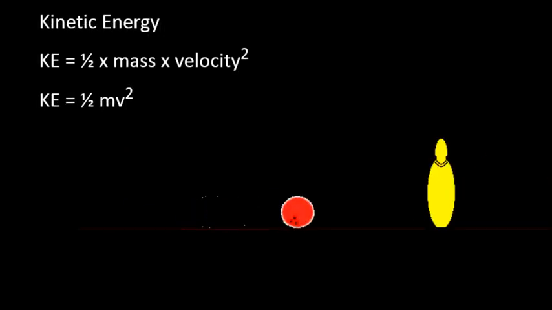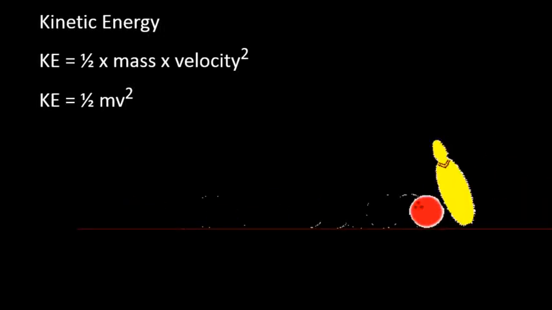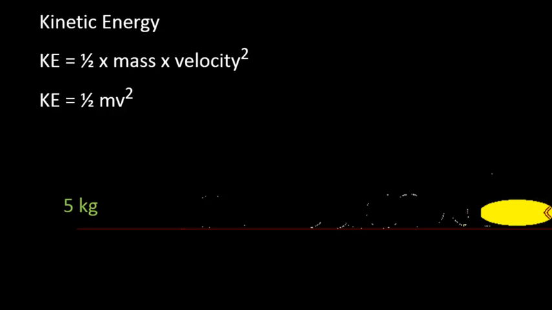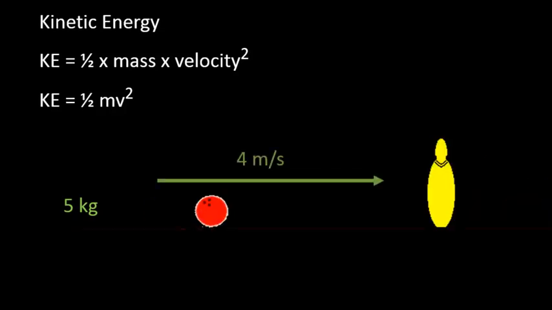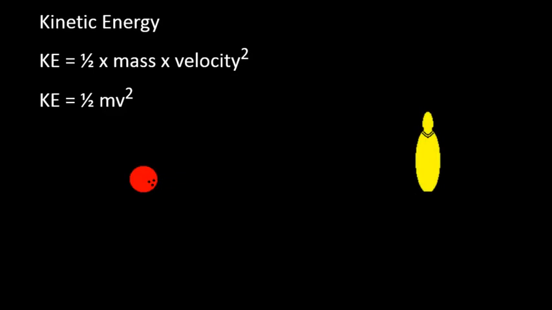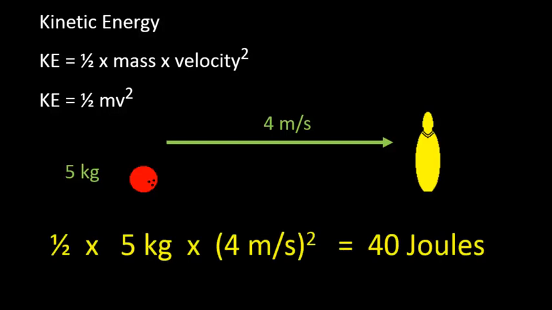And so we will take this example of a bowling ball striking a pin. Its mass is going to be 5 kilograms, and its velocity is going to be 4 meters per second. And so again, we have the equation KE equals 1/2 times m times v squared. And that gives us our equation here of 1/2 times the mass, which is 5 kilograms, times the velocity, which is 4 meters per second, squared.